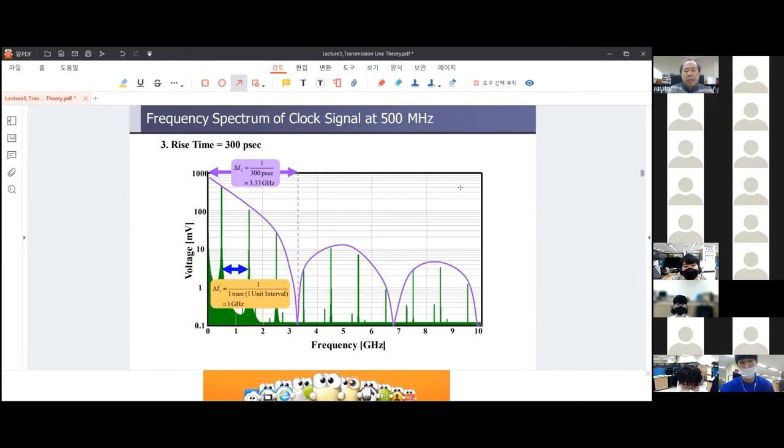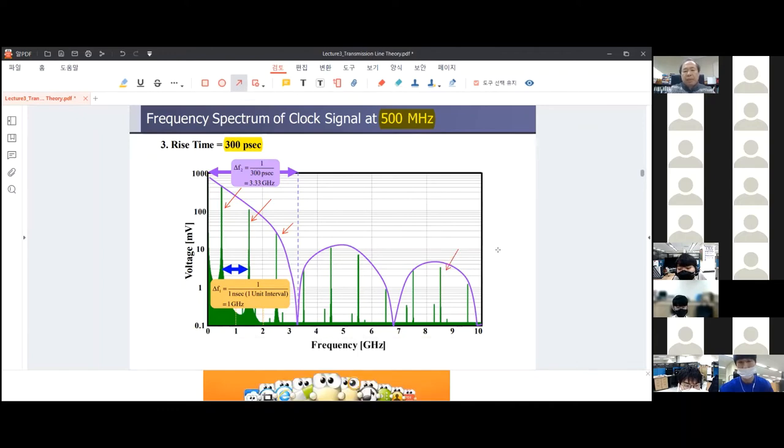Let's assume that we have a 500 megahertz clock signal, which is being used in your computers. Let's assume that you have 300 picosecond rising time and falling time. Then, as I mentioned before, it will have a 500 megahertz clock component as well as a 1.5 gigahertz component and 2.5 gigahertz. I think this is symmetric, rising time and falling time, and high level and low level are the same. So it has only odd harmonics of 500 megahertz, 1.5 gigahertz, and 2.5 gigahertz.